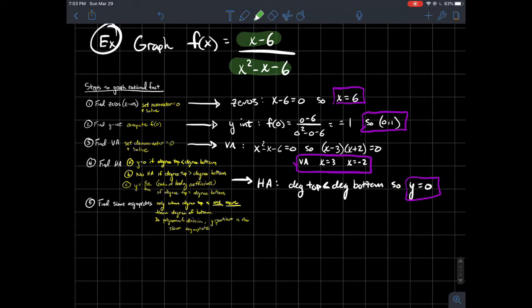And finally, are there any slant asymptotes? That only happens when the degree of the top is 1 more than the degree of the bottom. That's not the case here, right? It's flipped. So what does that tell you? There's just no slant asymptote.